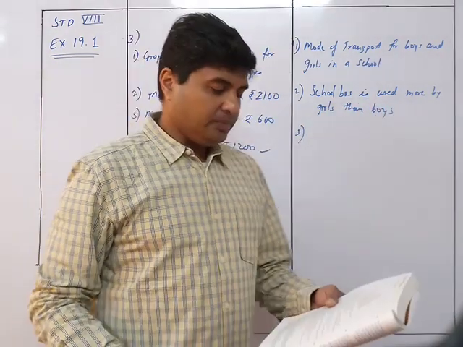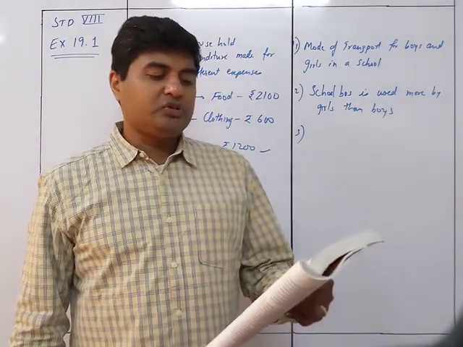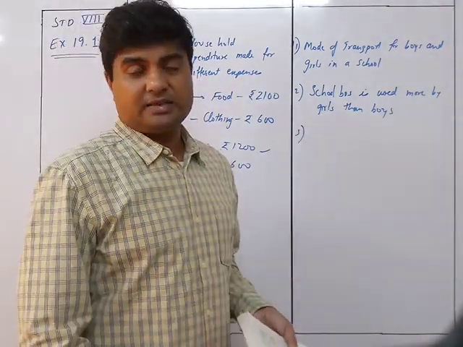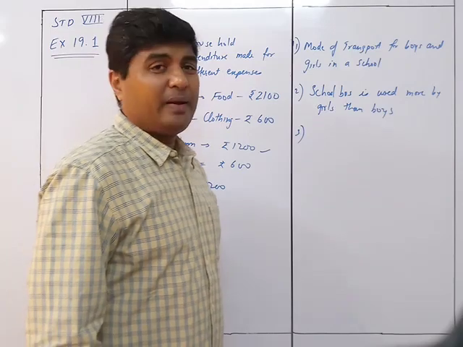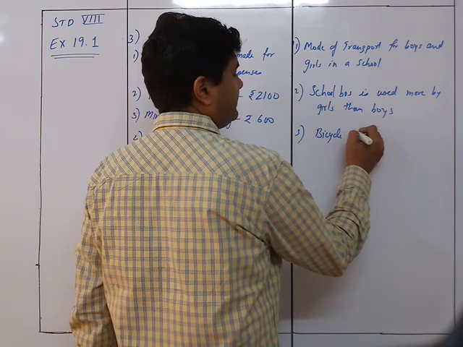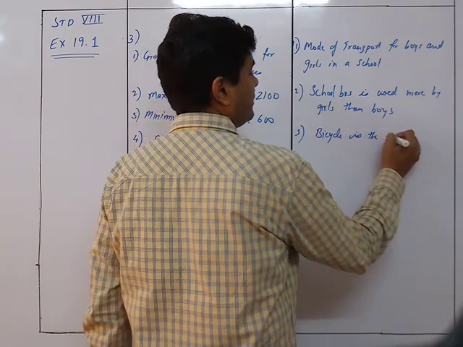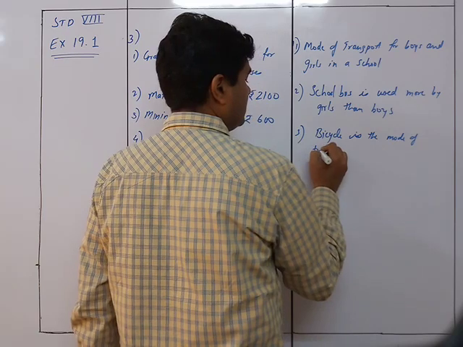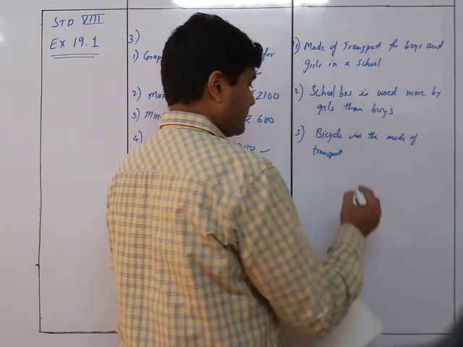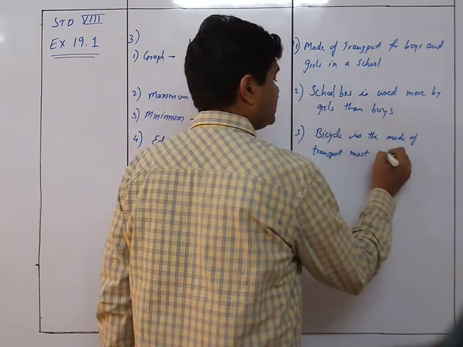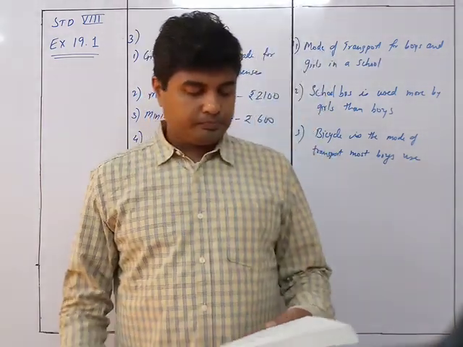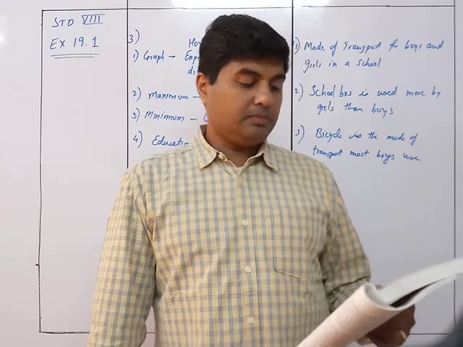We move to the third question. Which mode of transport are boys using most? Boys using most, you can see the maximum tower is for the bicycle. So boys like to come to school by bicycle. So you say the bicycle is the mode of transport most preferred, or you can say most boys use. Okay, so the most preferred transport by the boys is bicycle.